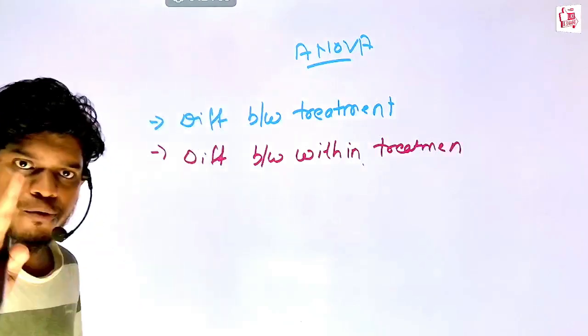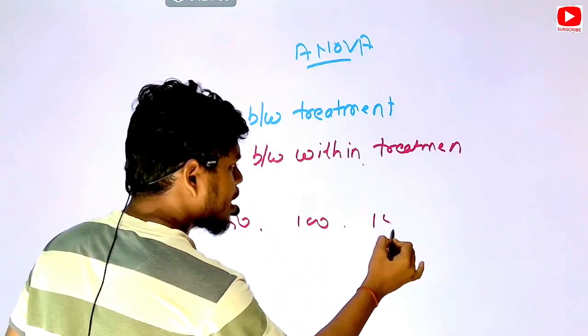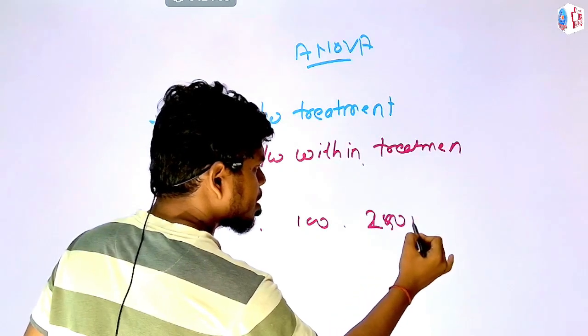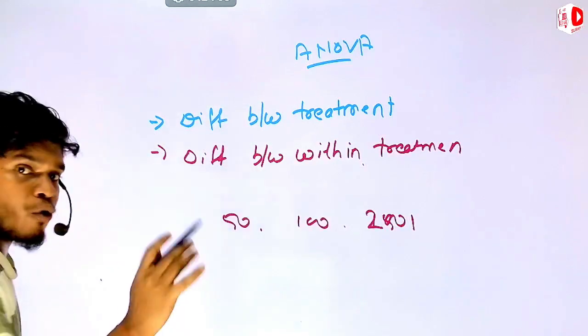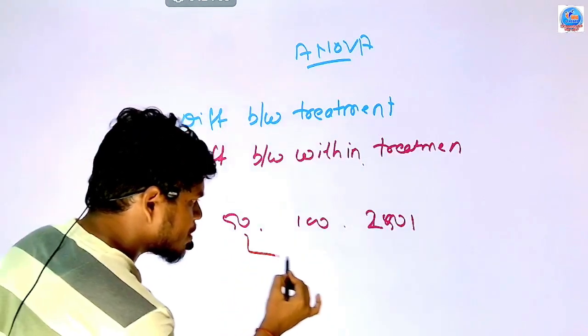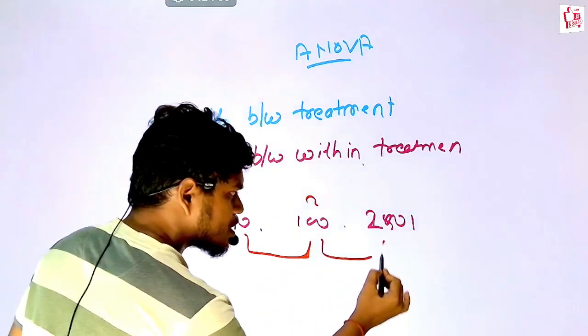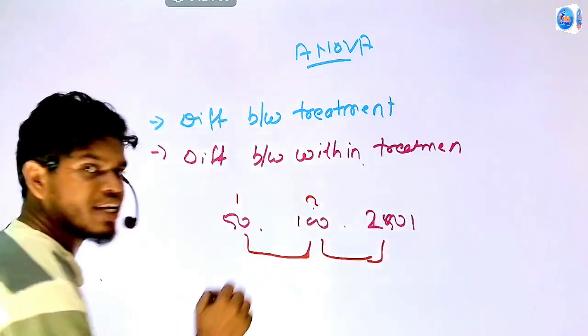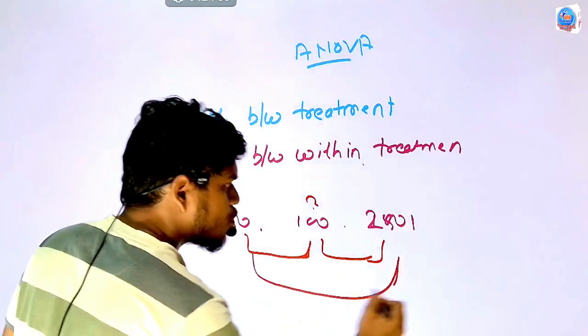Suppose we kept GA3 at 50 ppm, 100 ppm and 200 ppm. These are our treatments. First we discuss the difference between treatment 1 and treatment 2, then treatment 2 and treatment 3. What is the difference between these two treatments, and between 50 and 200 ppm?